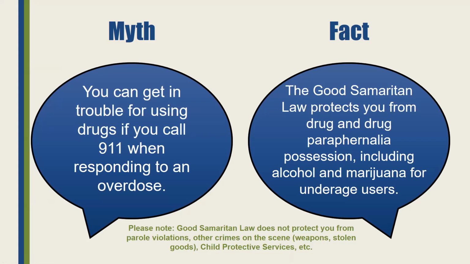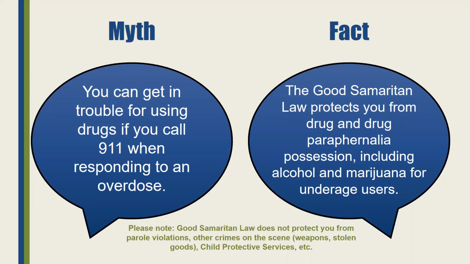We have Good Samaritan laws in both states that protect the person who's calling 911 and the person who overdosed from any drug or drug paraphernalia charges. That includes alcohol and marijuana for underage users. It's important to note that the Good Samaritan law does not protect you from all potential charges, only drug and drug possession charges. As well as if there's a warrant out for either person, that warrant could be pursued by law enforcement.